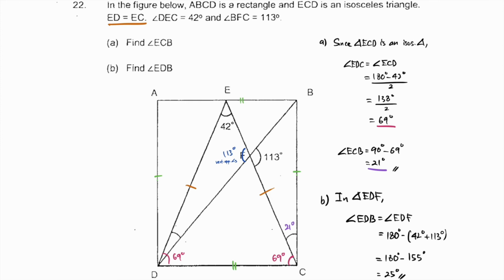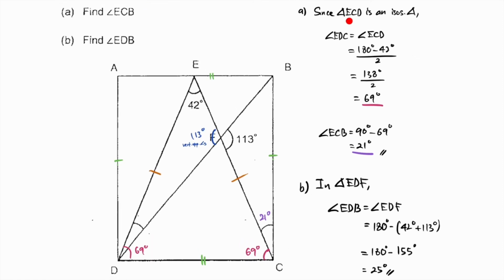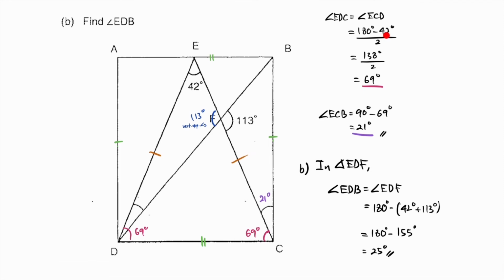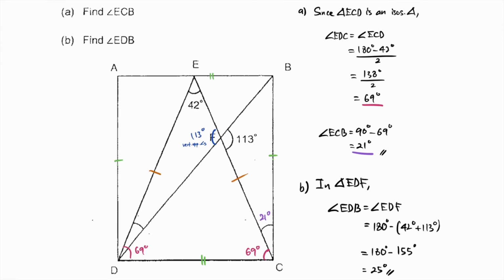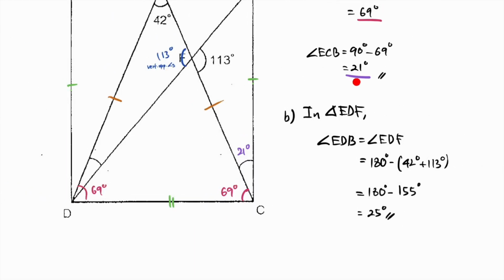Find ECB. Since ECD is an isosceles triangle, we can find what EDC is, and we can find the base angles basically. So we'll take 180 minus 42 and then divide that by 2, which is 69. So this is 69 as the base angles right here. Don't forget, the corners of a rectangle equal 90 degrees. They are right angles, yeah? So what is ECB therefore? ECB is therefore 90 degrees minus this 69 degrees, giving us 21.